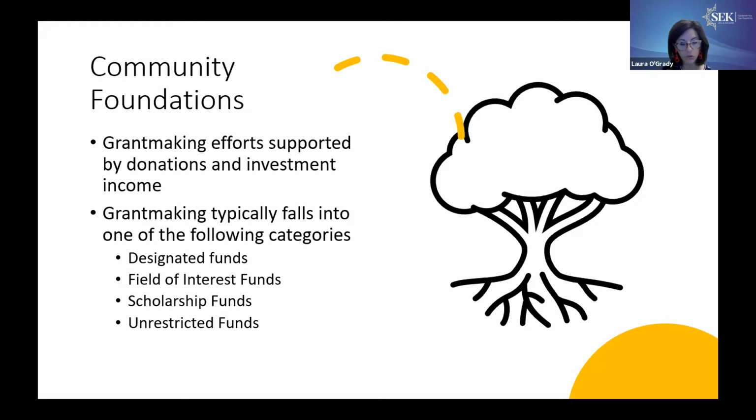Unrestricted funds are used to meet a community's unexpected needs, like a natural disaster, or most recently in our case, like COVID. So a lot of community foundations tapped into their unrestricted funds and said, how can we help immediately right now?